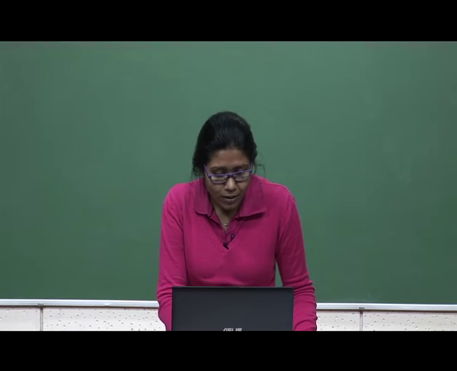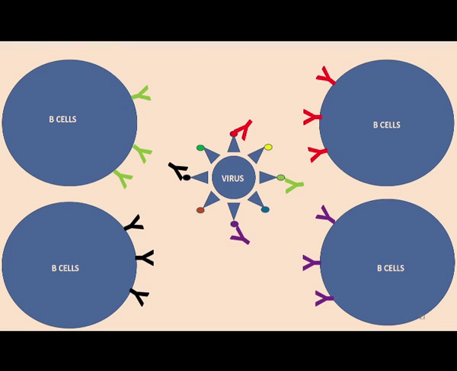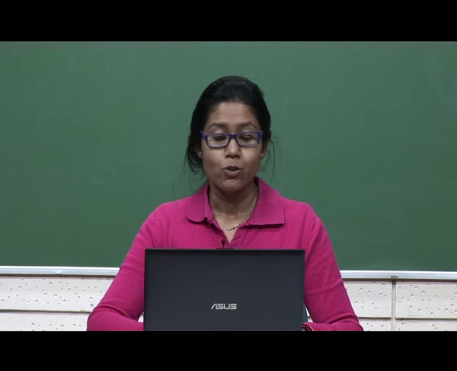So here is a pictorial representation of a virus, and as you can see, the virus on the surface can have different proteins, which here have been depicted with different colors. So each of these proteins can be targeted by different antibodies, right. So this protein is targeted by this antibody, and each of these antibodies are actually produced by different B cells. So this brings us to the concept of epitope.